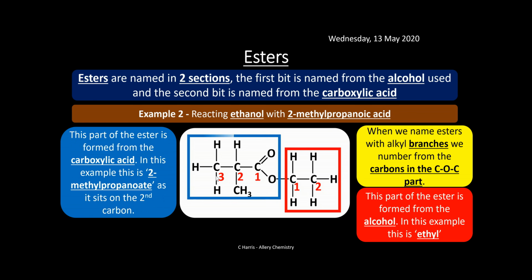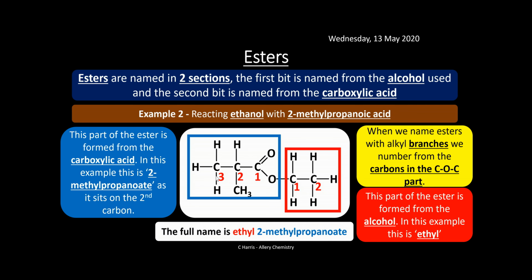And this part of the ester is formed from the carboxylic acid. So in this example, it's 2-methylpropanoate, and it sits on the second carbon, your methyl group, as you can see on there. So the full name is ethyl 2-methylpropanoate. So just make sure you're following those rules. You name it with the alcohol part, or the ethyl bit from the alcohol, first, then it's the carboxylic acid part, and obviously make sure your numbering is correct as well.